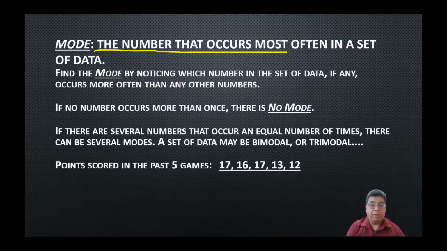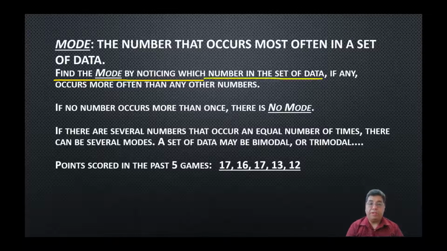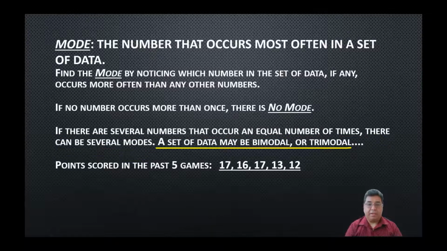Mode, the number that occurs most often in a set of data. Find the mode by noticing which number in the set of data, if any, occurs more often than any other numbers. If no number occurs more than once, there is no mode. If there are several numbers that occur an equal number of times, there can be several modes. A set of data may be bimodal or trimodal.